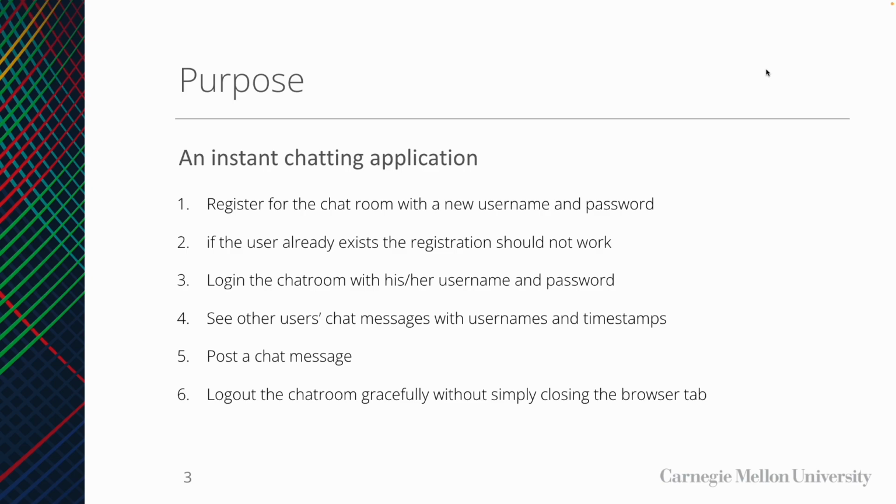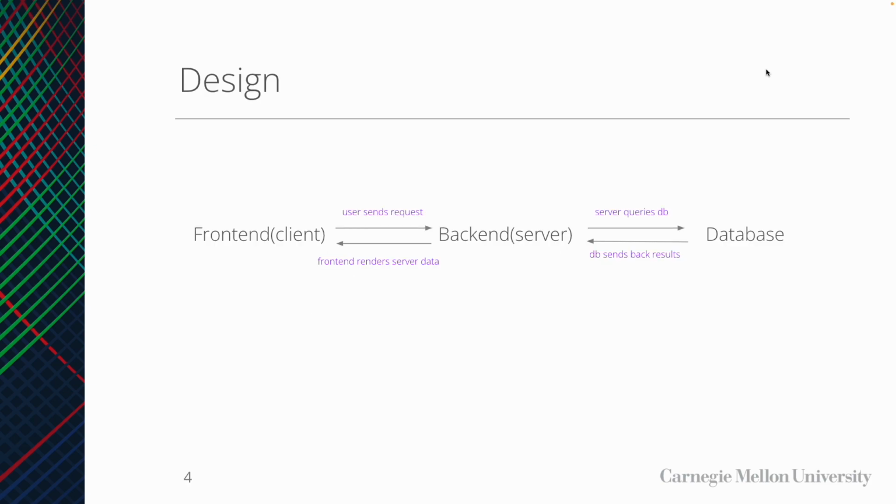So this is an instant chatting application which allows a user to register, login, post, and view the real-time messages. And its design is that the frontend can request data from the backend side, which queries data from the database, and it sends back to the frontend to render the data.